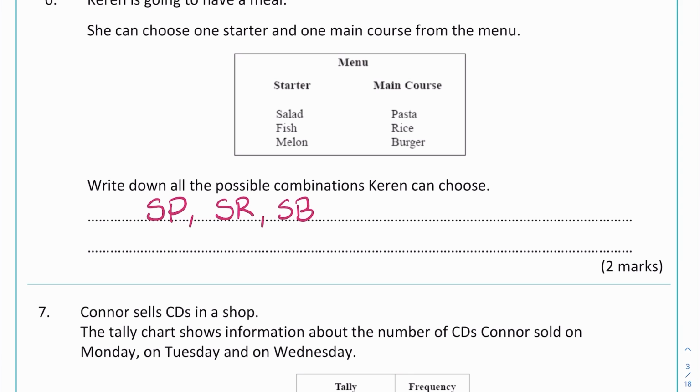I'm going to follow that same approach, but just working through the starters. So I'm done with salad. I can now do fish with pasta, fish with rice, and fish with a burger. And then cross that one off.